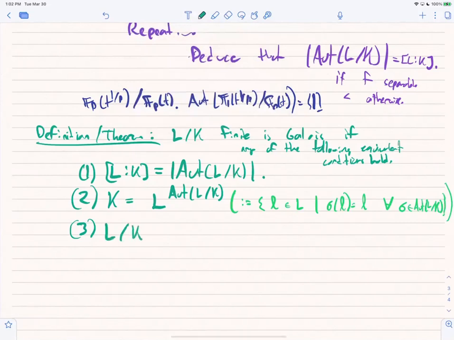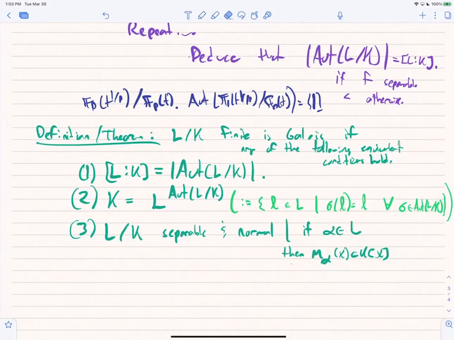Okay, the next condition is L over K is separable and normal. So what that means is if you take an element of L, then it has a separable minimal polynomial. Well, let me say it together though, because normal means something too.